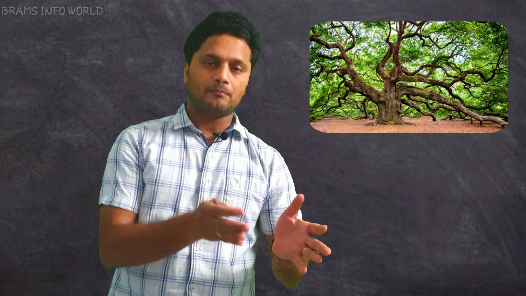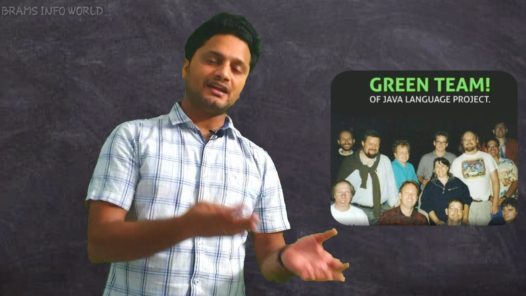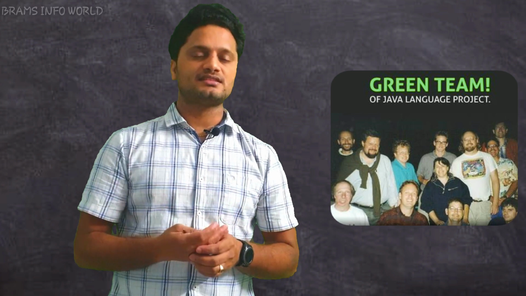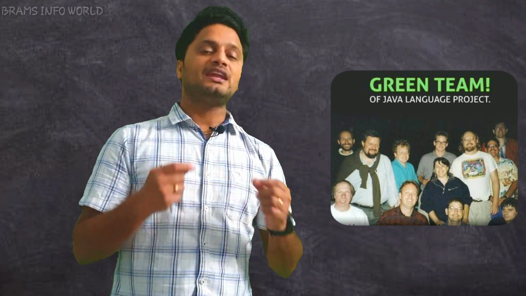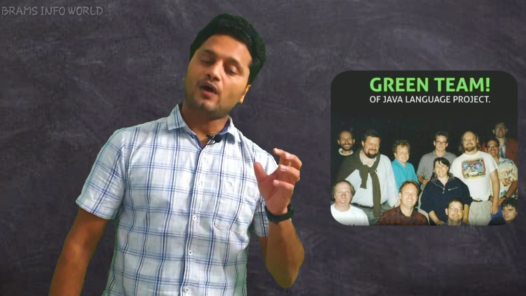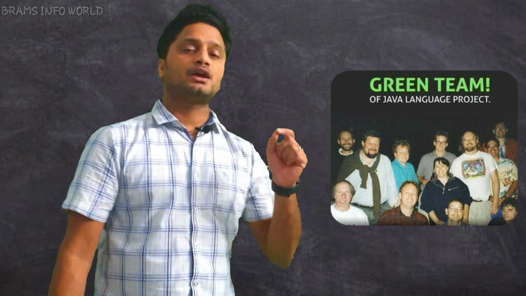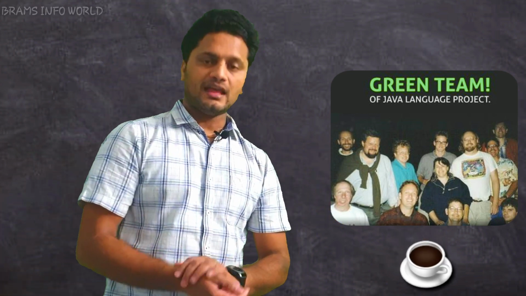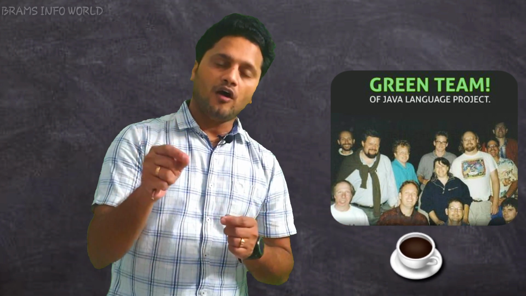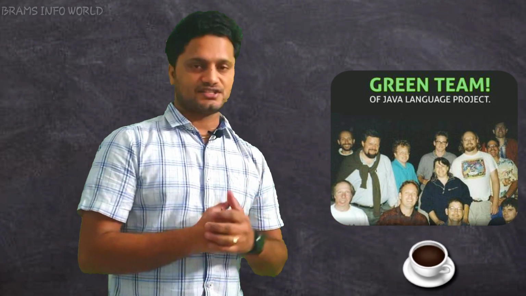At the same time, a few companies had already registered the name Oak. This team was looking for another name. James Gosling and his team members thought that they needed a new name. While developing this project, they consumed a lot of coffee as well as tea. They thought that coffee played a very important role in developing these handheld devices.